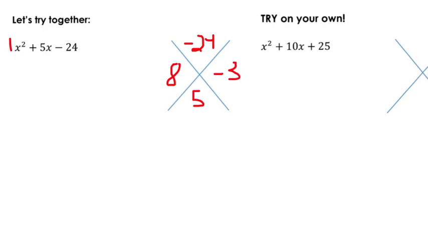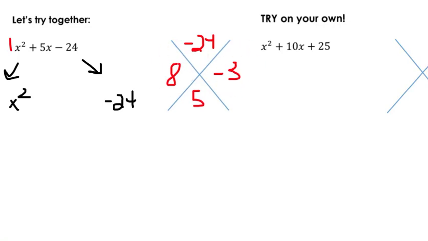Now we just need to rewrite my expression. So start by bringing down my A term and my C term. So I have my x squared and my negative 24. And what we're doing with that B term is we're splitting it up using the two factors that we just found.